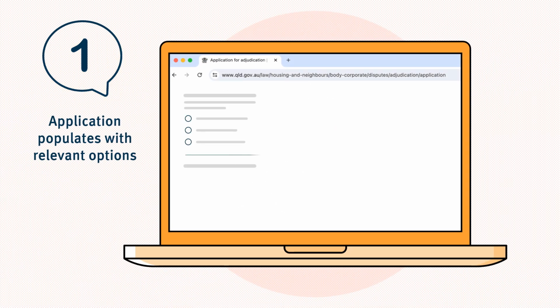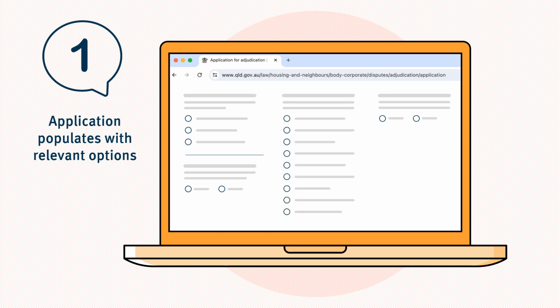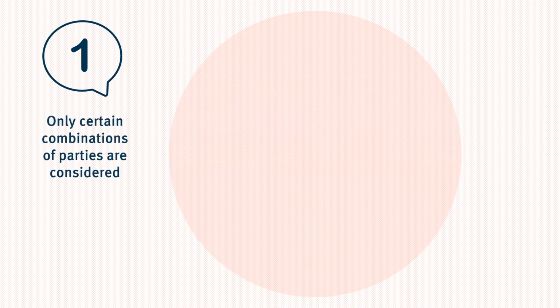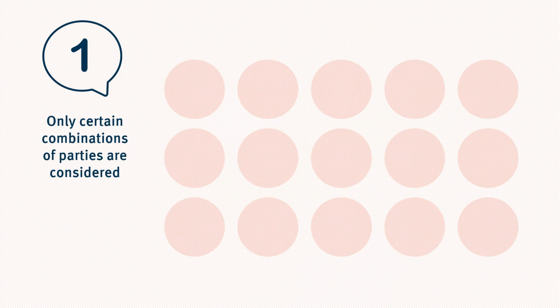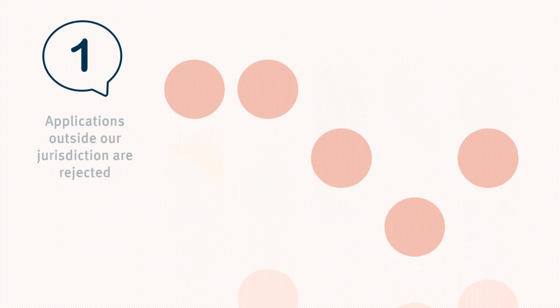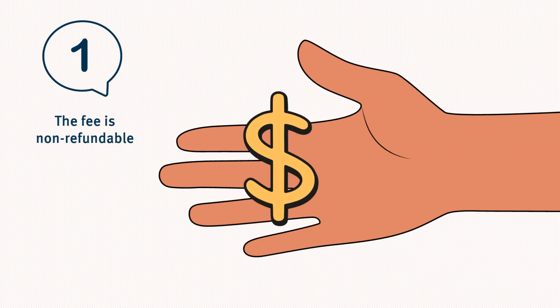Once you make a selection, the next part of your application will populate with the available options to ensure that our dispute jurisdiction is met. This is because our office can only consider disputes between certain combinations of parties. Applications outside of our jurisdiction are rejected, and the fee is non-refundable.